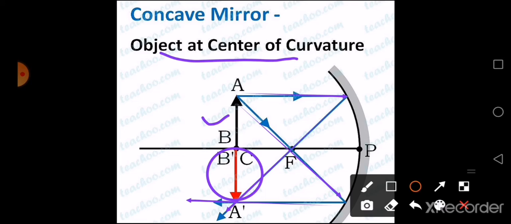Now can you tell me what the characteristics of the image formed are? Whenever the object is at the center of curvature, the image is also formed at the center of curvature itself. Since it is due to actual intersection, the image will be real, inverted, and here what about the size? If you see the picture, it will be clear. The image will be the same size as the object.